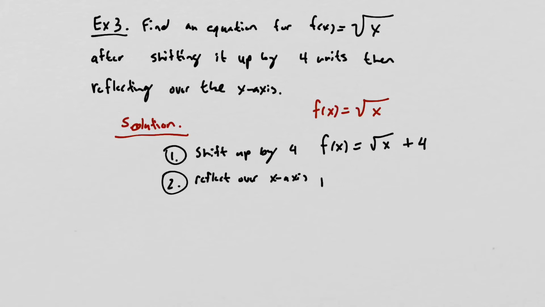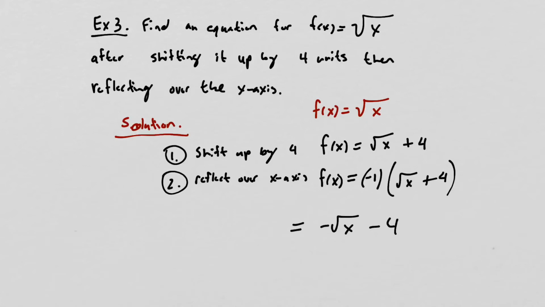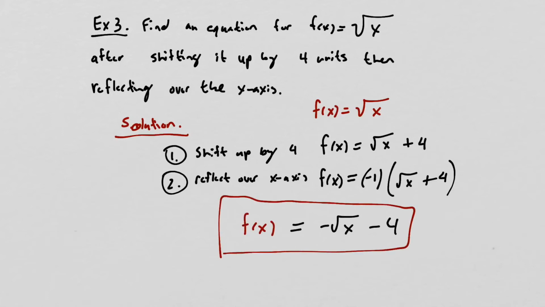Again, I'm going to call this f of x by an abuse of notation. So this is going to be equal to -1 times the square root of x plus 4. Simplifying this, this is negative square root of x minus 4. And this is the equation of the function of our graph that's been shifted up by 4 units and reflected over the x-axis. Before we move on to our next section, let's sketch this graph that we just found.